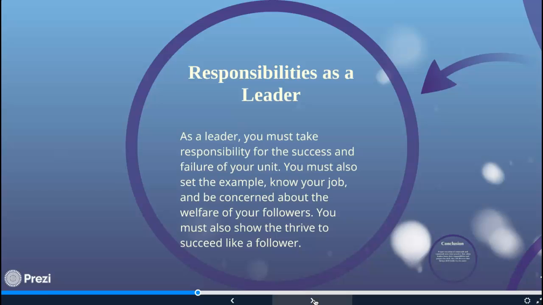You must always show and strive to succeed, just like a follower. Nobody is outside the rules and regulations. Everybody is beholden to the same thing.